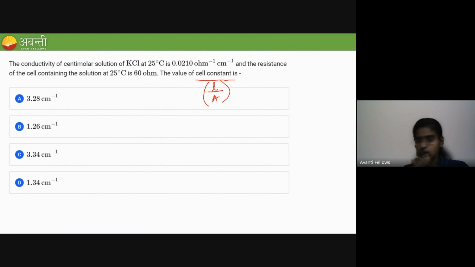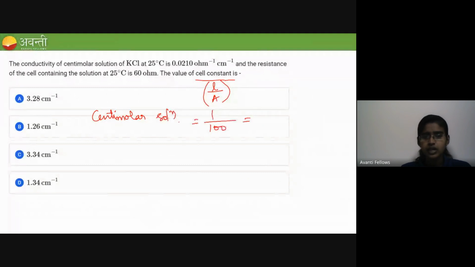Here, centimolar solution is given. Centimolar means it is 1 by 100, right? So 1 by 100 molar, so it is equal to 0.01 molar. And the conductivity, kappa value, it is given as 0.0210 per ohm per centimeter. And the resistance equal to 60 ohm.